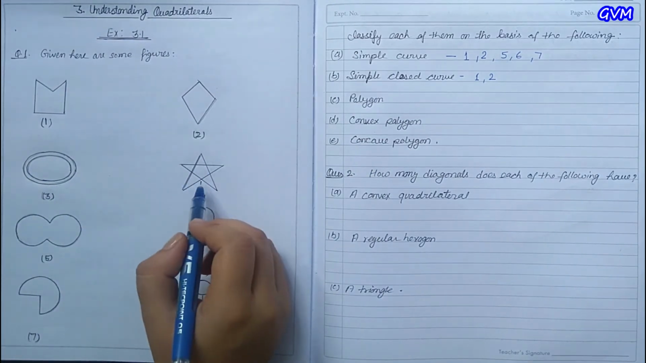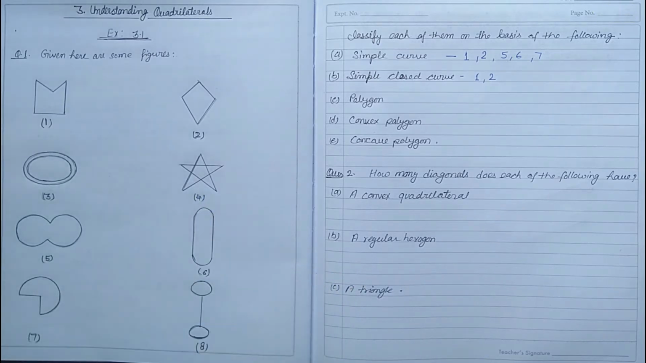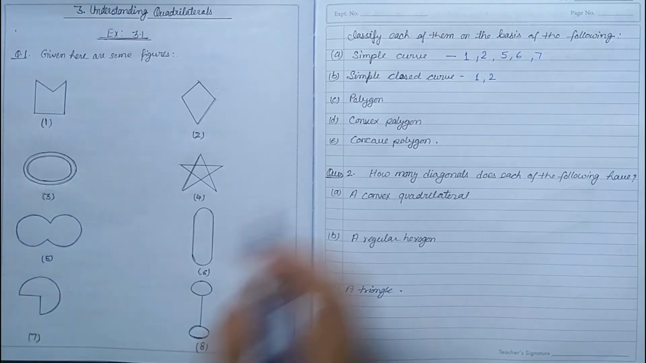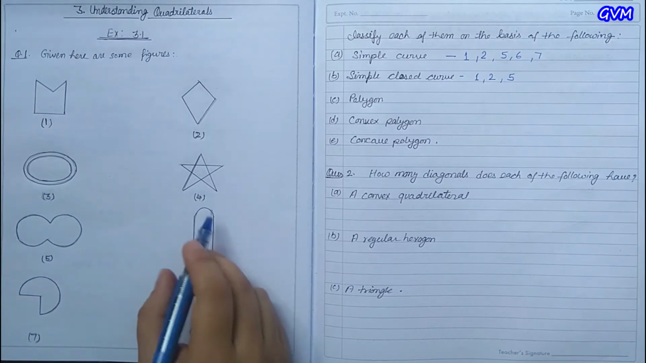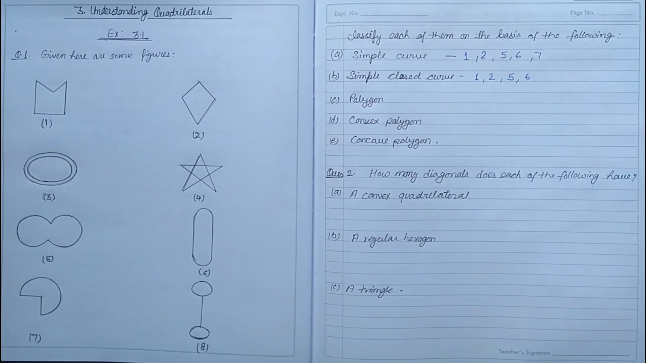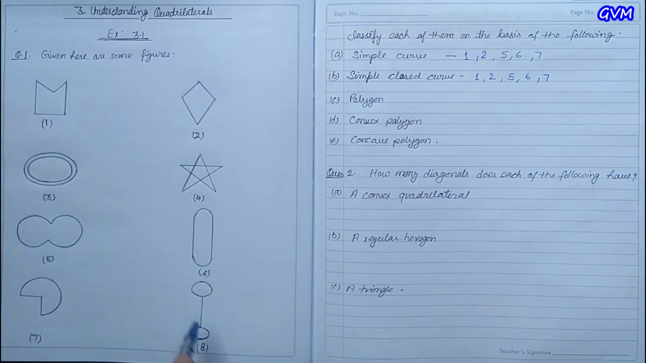Fourth one is not a simple curve, so it cannot be a simple closed curve. Fifth one is closed and a simple curve, so the fifth one also falls under the category of simple closed curve. Sixth one is closed and also a simple curve, so the sixth one also falls under the category of simple closed curve. Seventh one is also a simple closed curve. Eighth one is not a simple curve, so it is also not a simple closed curve.